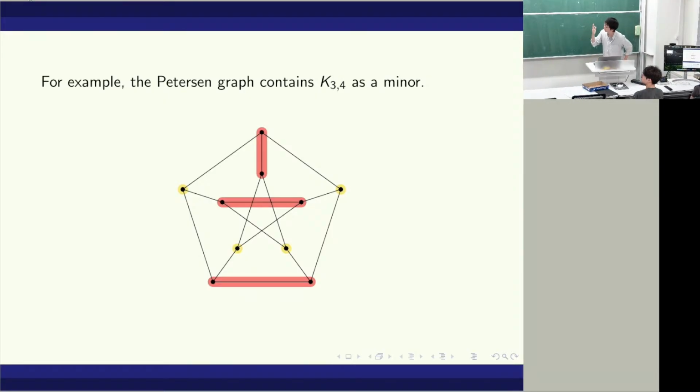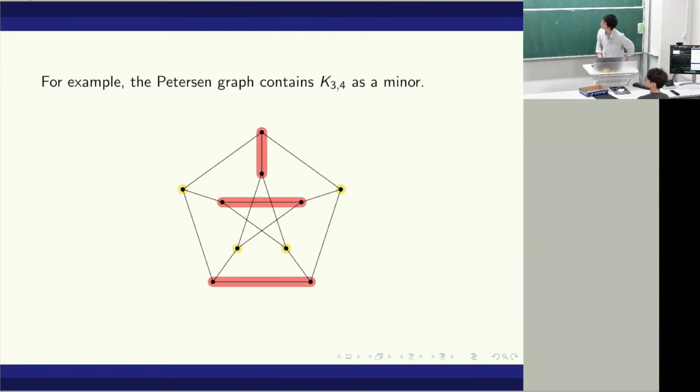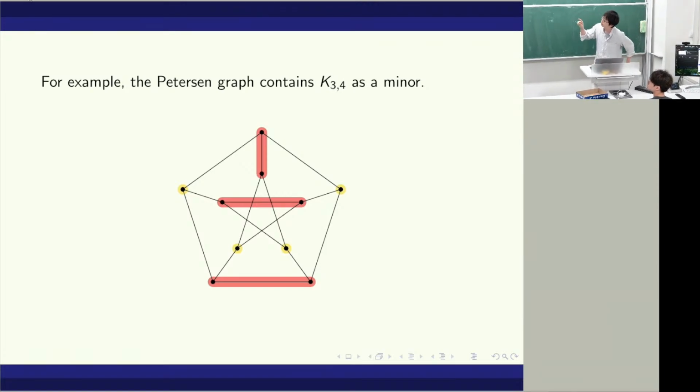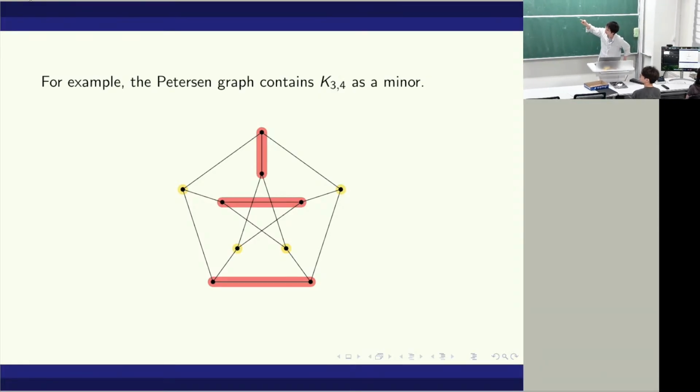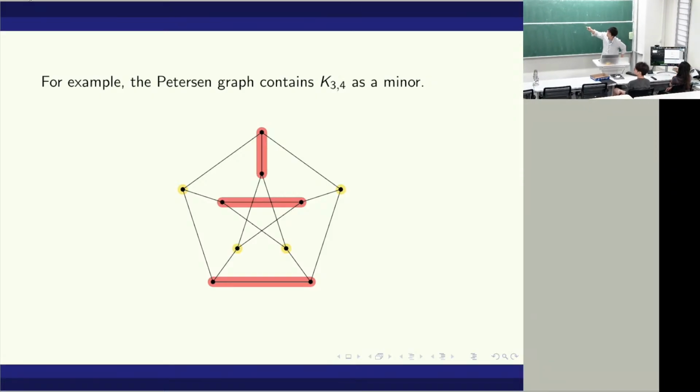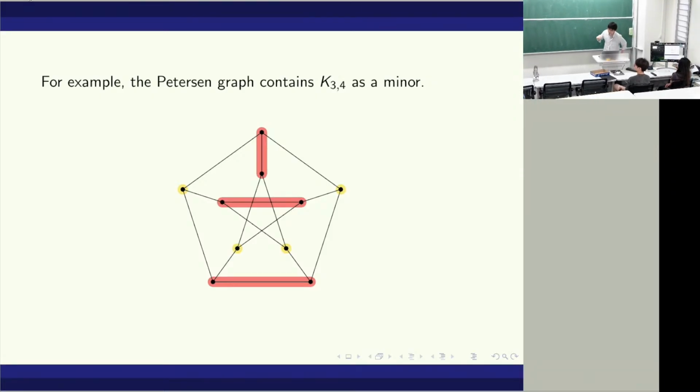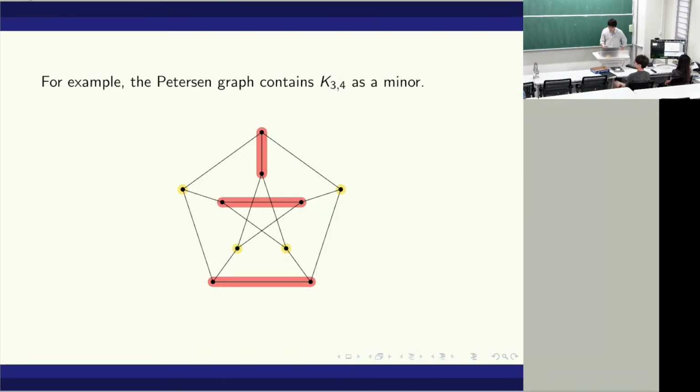So we can first check whether this conjecture holds for the Petersen graph, and it does. You can see that the Petersen graph is three connected non-Hamiltonian, and it contains K3,4 as a minor. The part of size 3 is indicated by the red colors, and the part of size 4 is by the yellow colors.